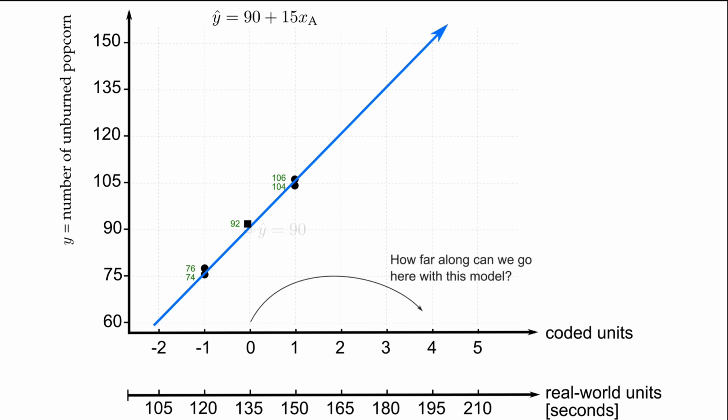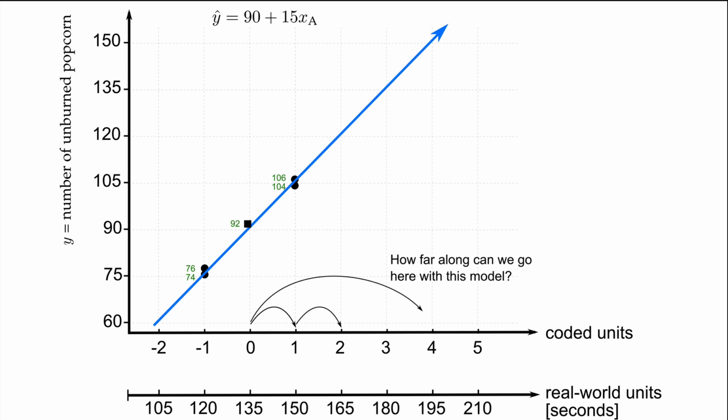If we want the maximum number of white unburnt popcorn, we should be going to the right, using longer and longer cooking times. But how big of a step should we take? We will never really know until we try. I usually start by making a 1 coded unit change away from the baseline, so from xa equals 0 to xa equals 1, but we've already run that experiment. So let's jump another unit up to xa equals +2. In real-world units, you showed a few minutes ago that that new point corresponds to 165 seconds.